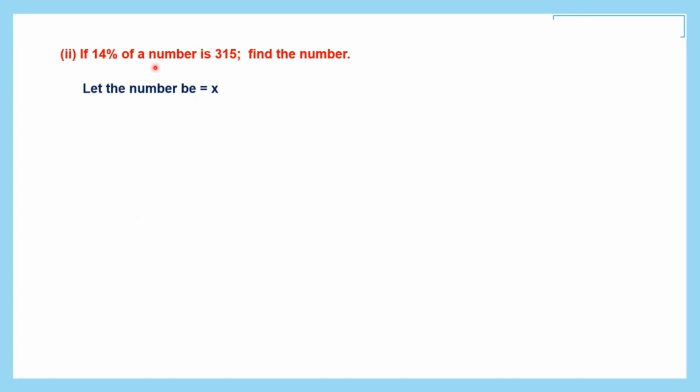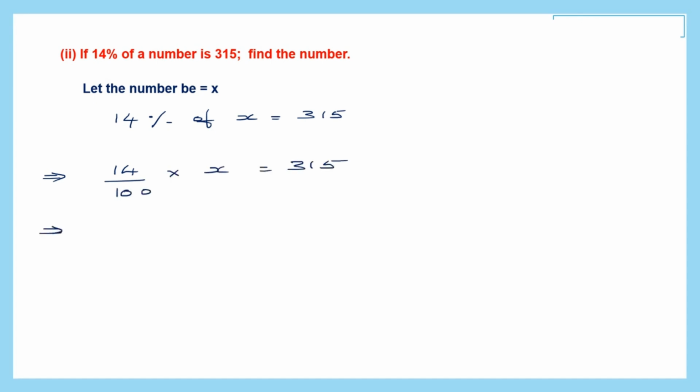Question 2. If 14% of a number is 315, find the number, just like the previous one. So let this number be x. Now 14% of x. So let's write that. 14% of x is equal to how much? 315. So let's simplify this. 14% means 14 by 100. Of is into, and x we don't know. This is equal to 315.